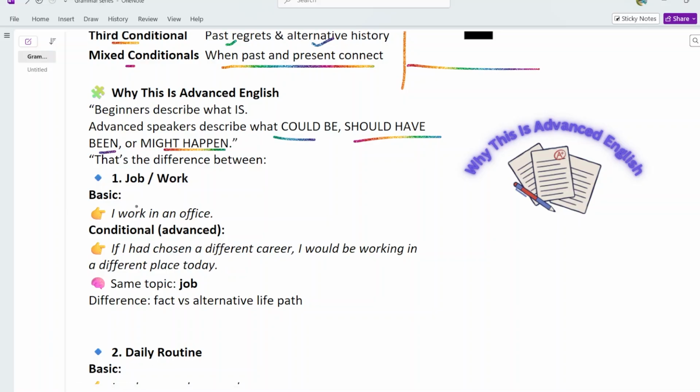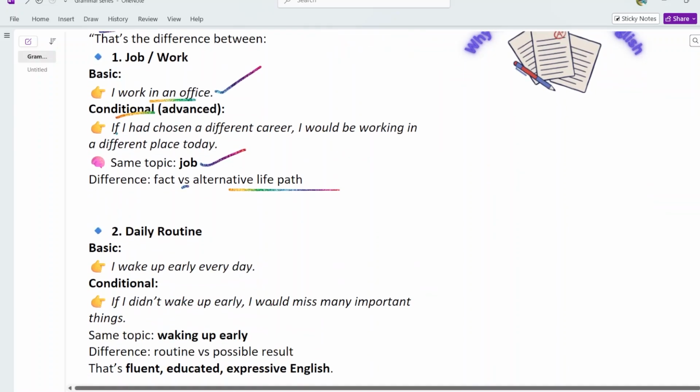Let's look at certain examples of these language differences. So, a basic sentence would look like, I work in an office. Now, if you look at a conditional wherein you have this word if, the sentence would sound like this: if I had chosen a different career, I would be working in a different place today. Same topic, related to a job, okay. The difference is fact versus alternative life path, wherein a person is talking about how, if he had chosen a different career, then he would be working in a different place today, right?